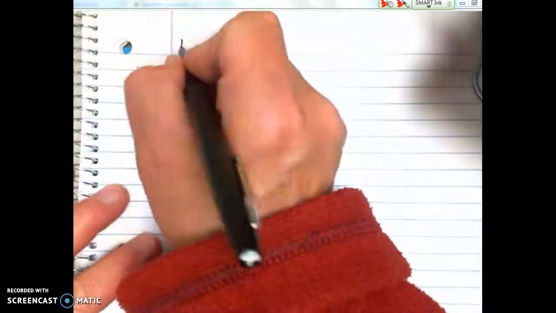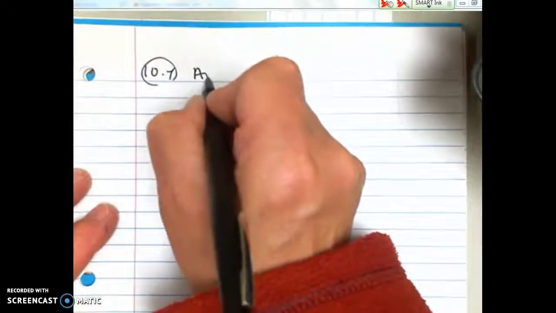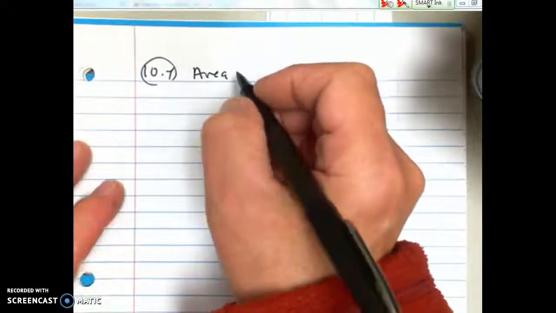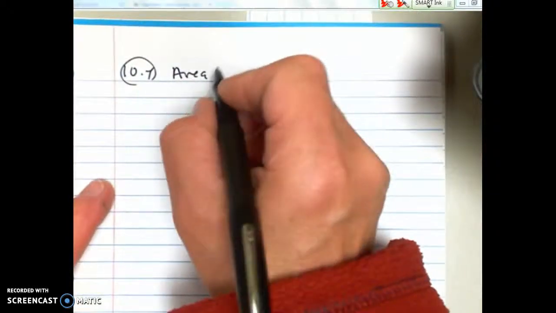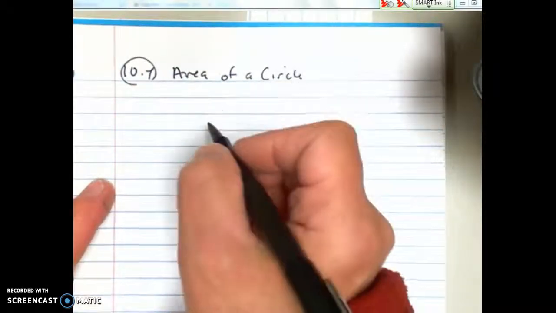Okay, we're going to begin with lesson 10.4. We're moving on to finding the area of a circle. In the last lesson we found the circumference, the distance around a circle, but this time we're going to find the area of a circle.